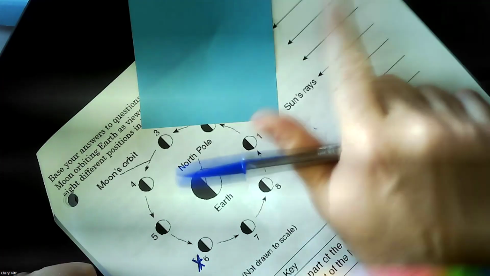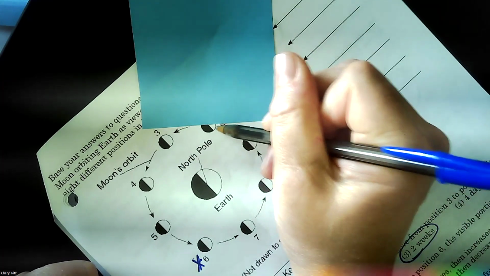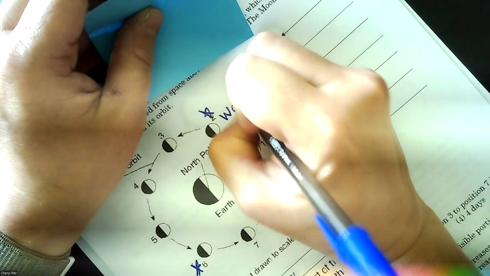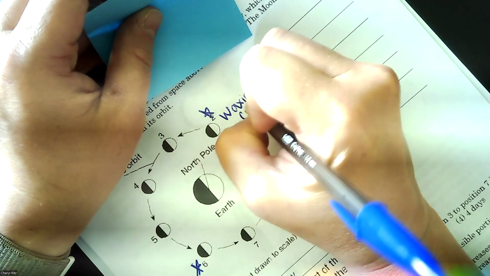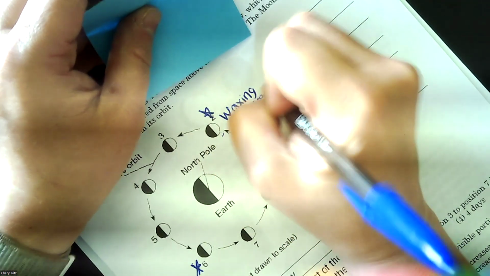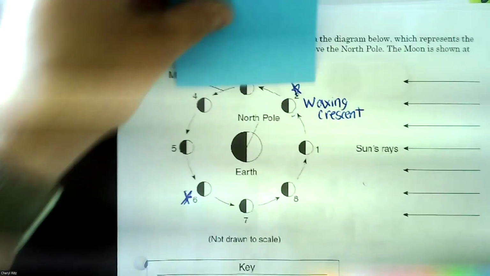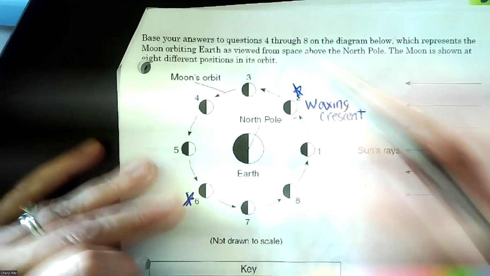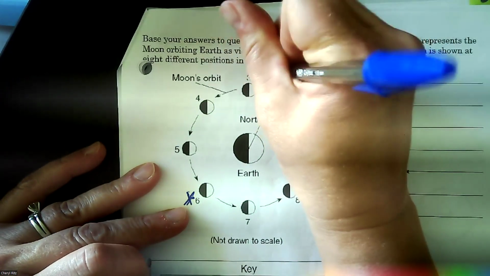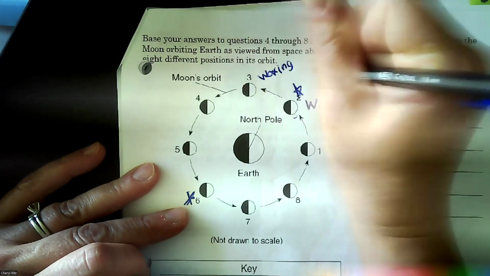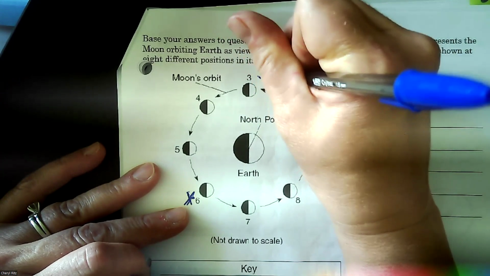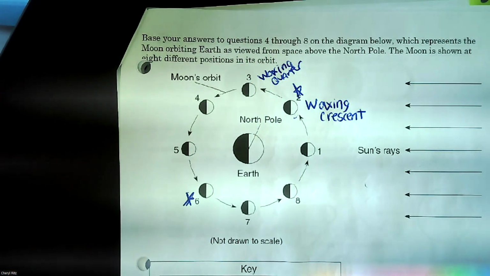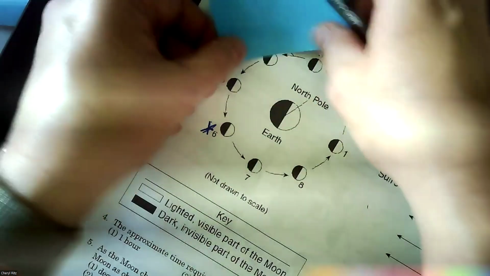Light on the right. Here is my right hand. The light is on the right. Number 2 is a waxing crescent. What's number 3? Waxing quarter. It's a half and half with the light on the right. So going from 1 to 2, what happened to the lit up part? How much did it grow? Did it increase or decrease? Increase.